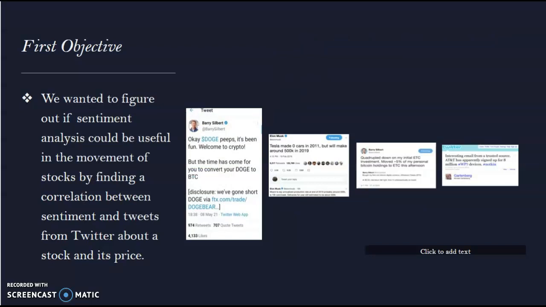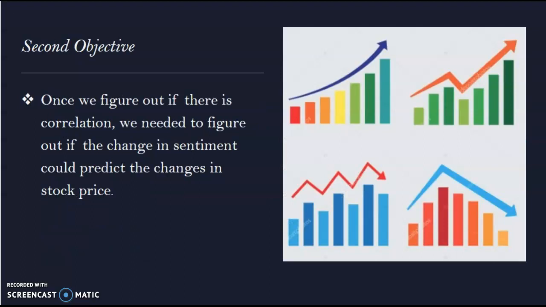For our purposes, we wanted to see if there was any recent correlation between stock price movement and social media posts. We wanted to figure out if sentiment analysis could be useful in this regard. Once we were able to calculate correlation, we wanted to find out if there were any real-world uses. We wanted to see if we could build a model to make money on these stock price movements.